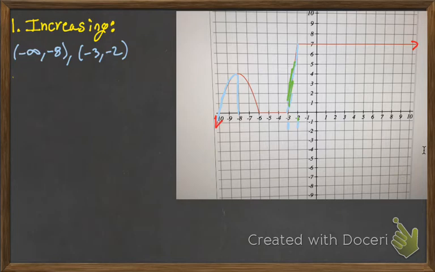Anyways, let's go ahead and continue, and we'll find where we're decreasing. So where are we going downhill? Okay, so where is that decreasing? Looks like from minus 8 to minus 6. Yes, from minus 8 to minus 6. That is where we're decreasing.